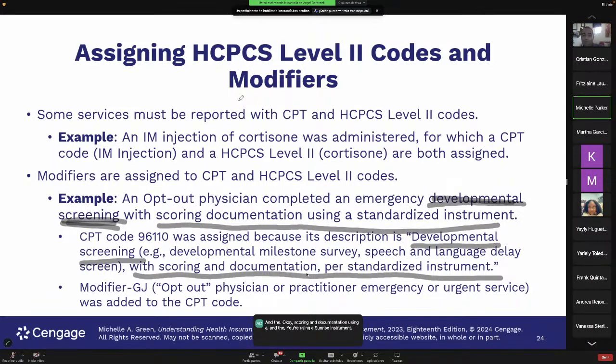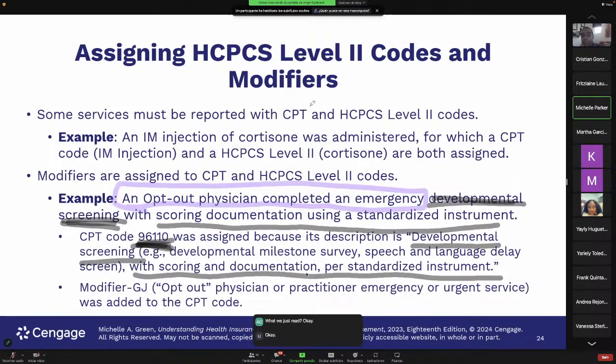So that's the 96 one. Sorry, go ahead. So that's that one. Correct. You're right, that's the number. Perfect. That code represents all of that: developmental screening with scoring and documentation. The words that you haven't seen, I'm going to do in a different color. This first part is not included in what we just read.